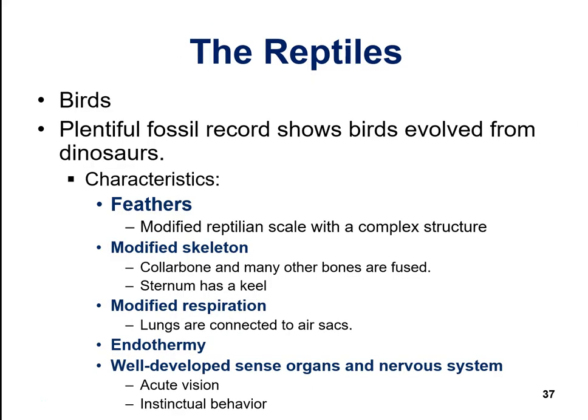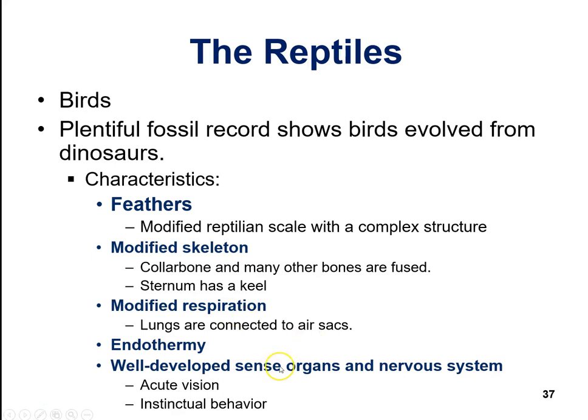All right, like I said, birds are within the reptile group. There's lots and lots of evidence that shows that birds evolved from dinosaurs. Again, characteristics: feathers, the modified reptilian scale. Modified skeleton, because they have to be able to fly, so they have modifications that allow that skeleton to be lighter.